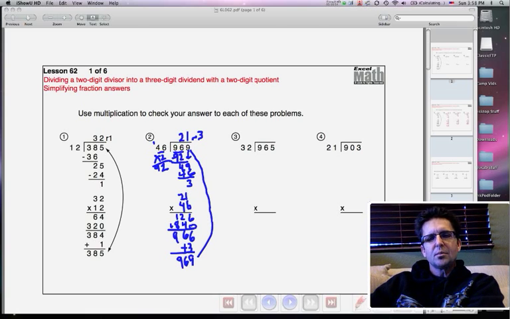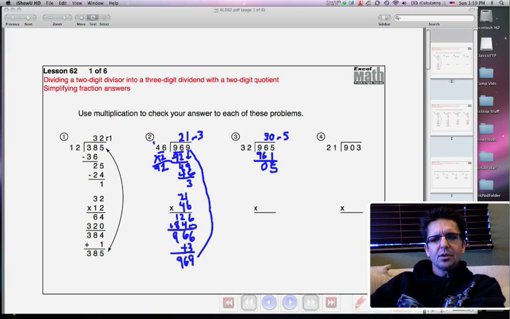Alright, why don't you go ahead and try numbers 3 and 4, pause the video while you're doing that, and then turn it back on to see the solution. And what you should have done is put 32 into 96. That goes 3 times, goes in perfectly. 3 times 32 is 96. 96 minus 96 is 0. Bring down the 5. 32 does not go into 5, so the 5 is my remainder.